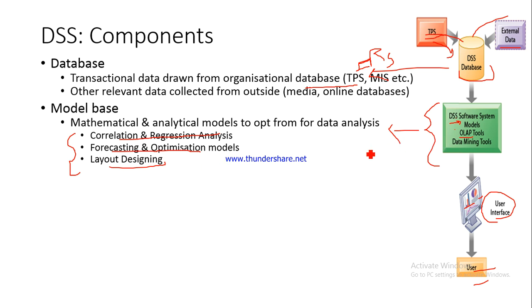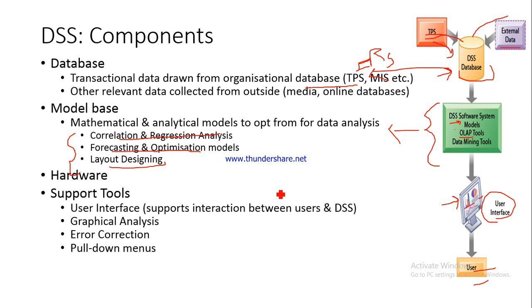I've shown it here. And then we've got the hardware, which of course would be there. You will need some storage space for this purpose, the DSS database. You would need some computer peripherals like the monitor here. So these kind of hardware would be there, and then there would be support tools. What do we mean by support tools? The user interface, which helps the user interact with the DSS.